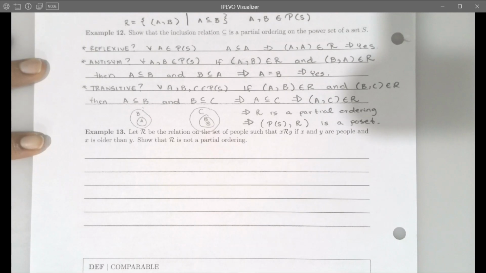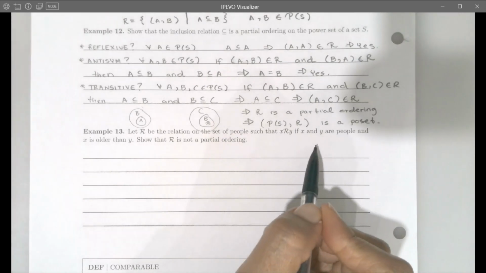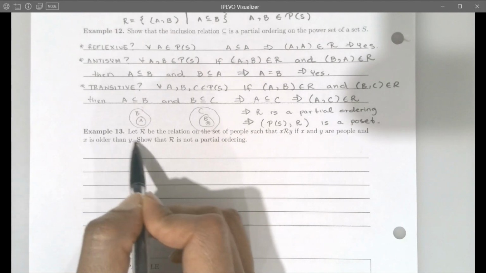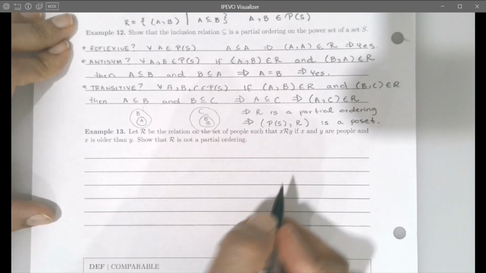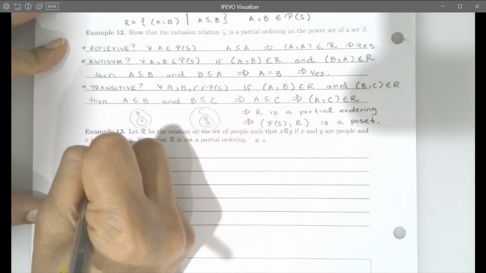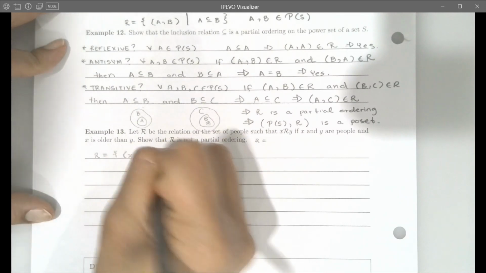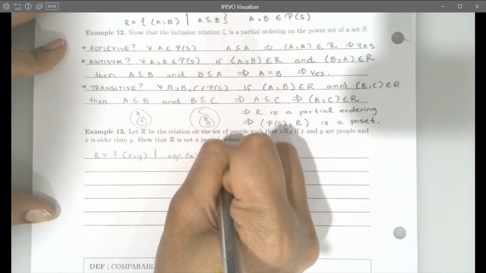Let's take a look at an example of something that is not a partial ordering. So in example 13, we have a relation R on the set of people such that X comma Y will be part of the relation if X and Y are people and X is older than Y. And well, they want us to show that this is not a partial ordering. So again, before we check any of the conditions, let's just write out explicitly what R is. R is the set of ordered pairs X comma Y, where the age of X is going to be greater than the age of Y.